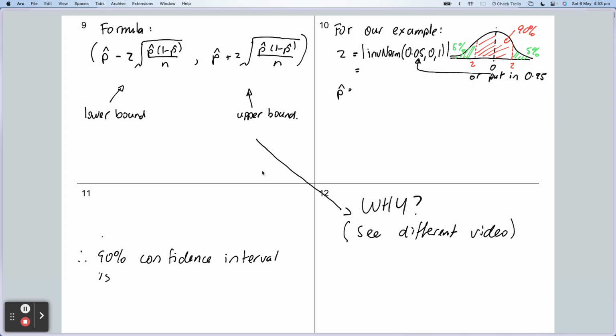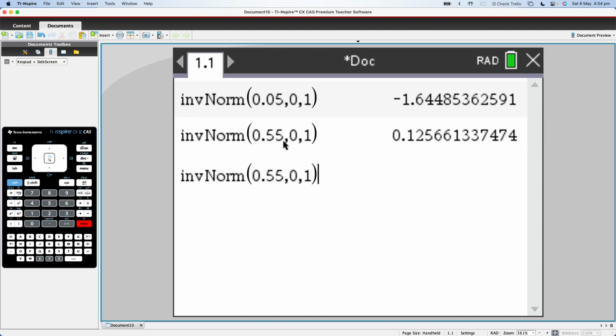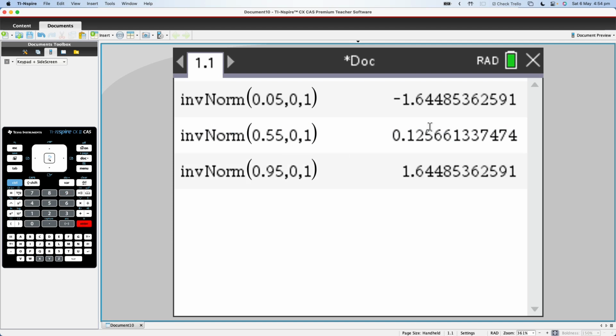So whatever you think you'd be more safely able to remember, either put it in as you see the area, 0.05, but ignore the negative, or put it in, but always take the right-hand side value. So 100% minus the 5% is 0.95. And it gives me, let me try that again, 0.95, and you can see it gives me exactly the same value except without the negative. Okay, so whatever floats your boat.